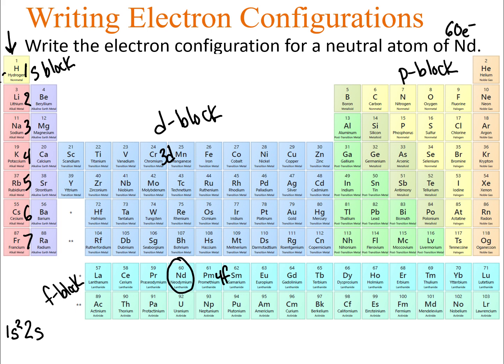We're going to go on down to the second row. We're going to fill our 2s, then hop across to the 2p and fill that. Nowhere near neodymium, so don't worry. We're going to fill the 3s, go across, we're in the 3p, and fill that.